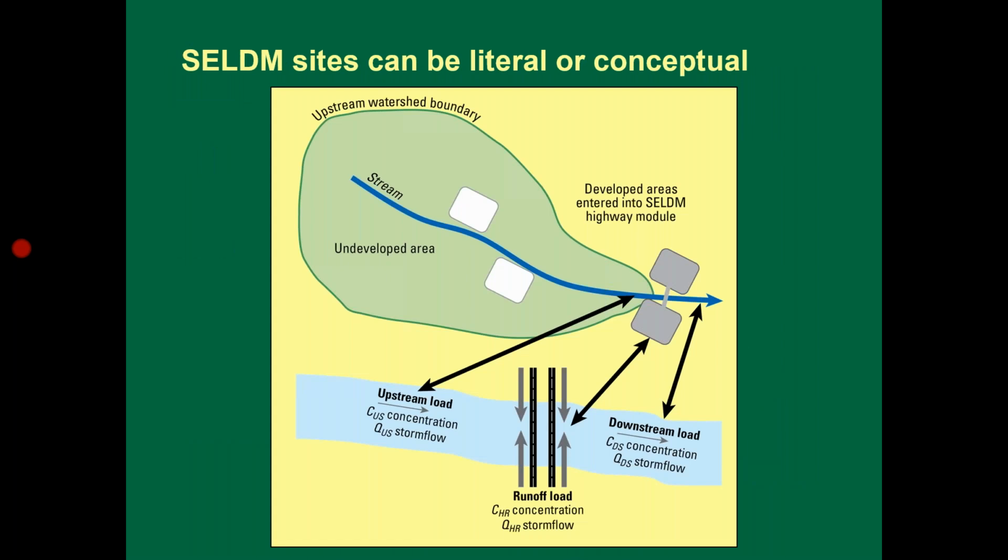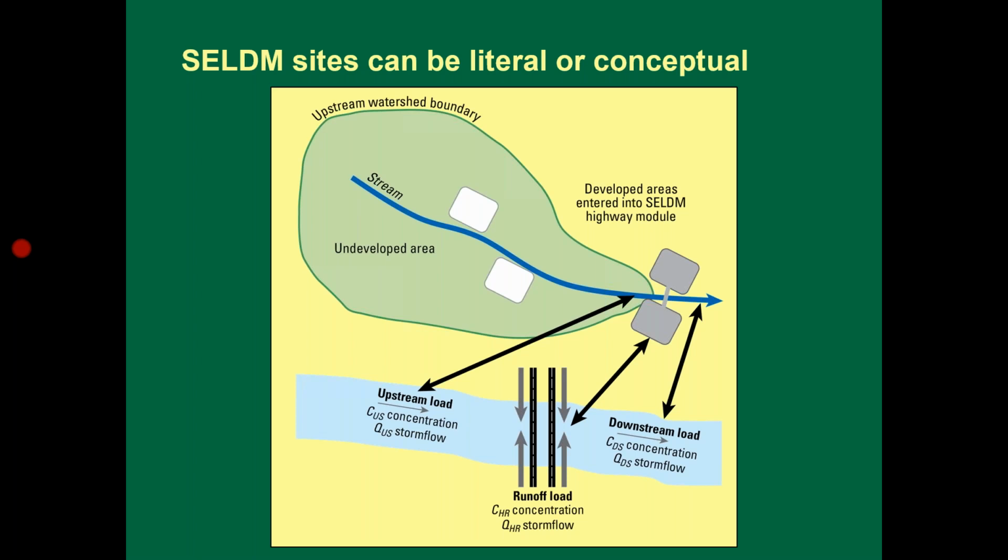So when we're looking at basin properties, a SELDM site can be literal or conceptual. A literal site would be a particular highway with a bridge over a stream, and that's what's draining to the stream. A conceptual site might be if you had several stream crossings, you might accumulate the different areas to one downstream crossing and use some hydraulic variables that are representative of that site.